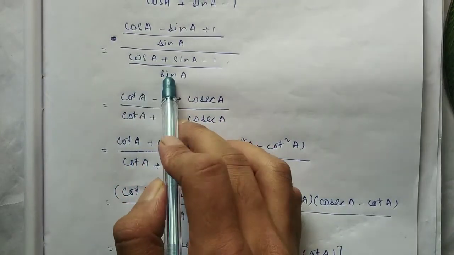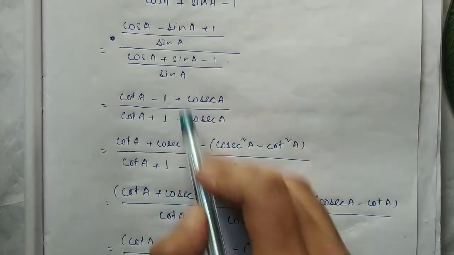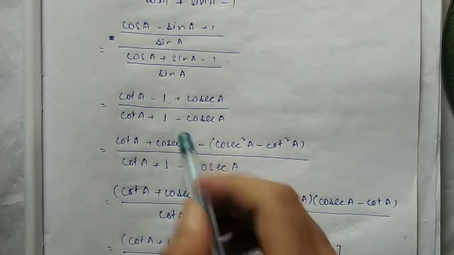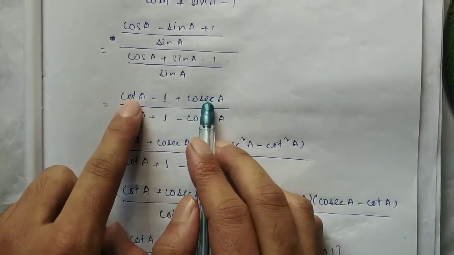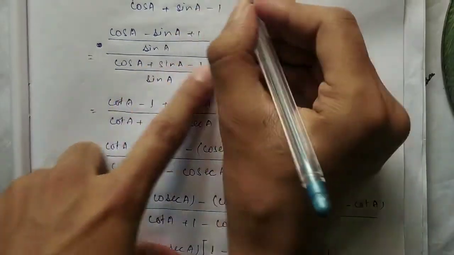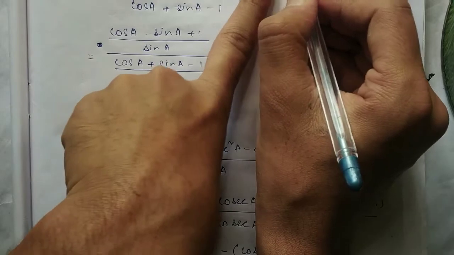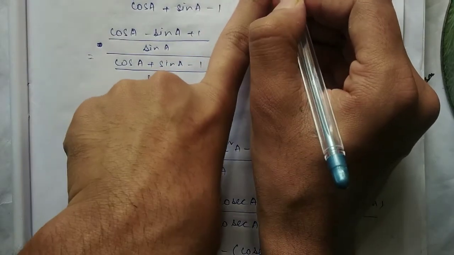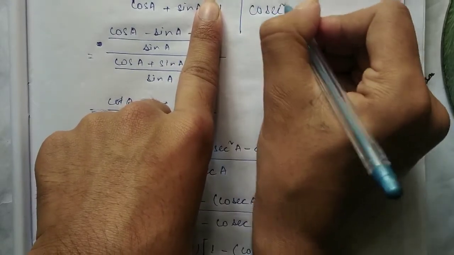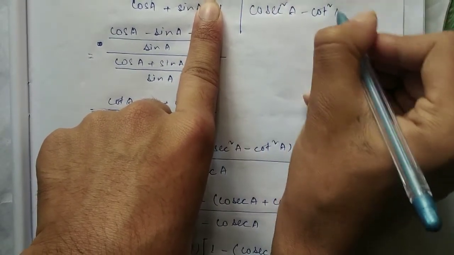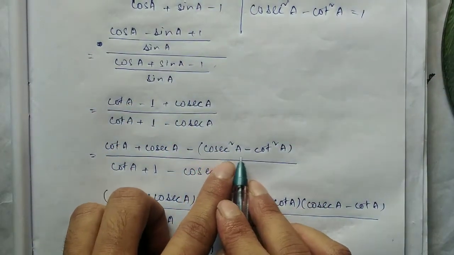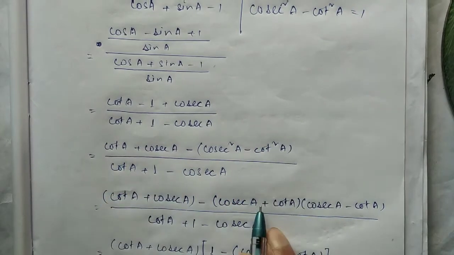Then similarly, cos a by sin a is cot a, sin a by sin a comes out to be 1, and 1 by sin a comes out to be cosec a. Then we take cot a and cosec a together, and in place of 1, as we know, cosec square a is equal to 1 plus cot square a. So if we take this cot square a to the left hand side, we get cosec square a minus cot square a is equal to 1. So in place of 1, we can write cosec square a minus cot square a.